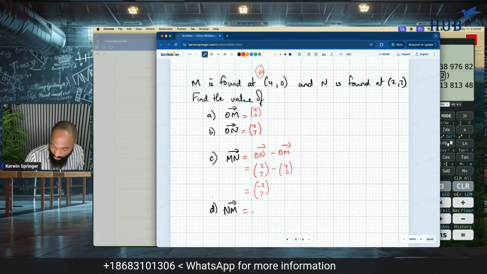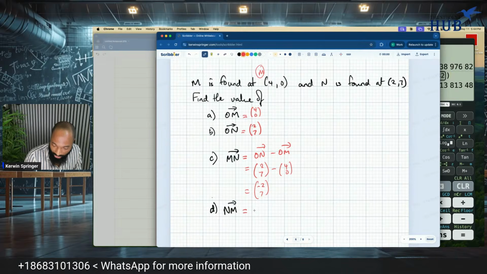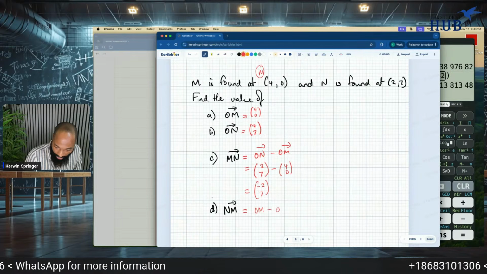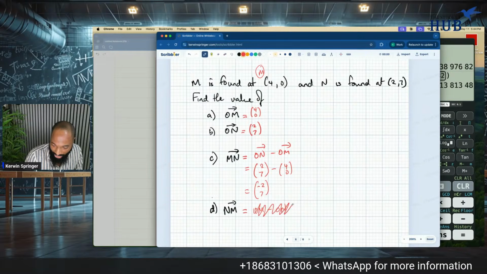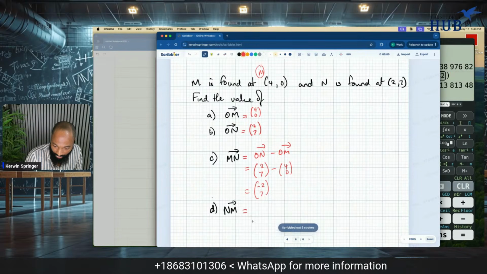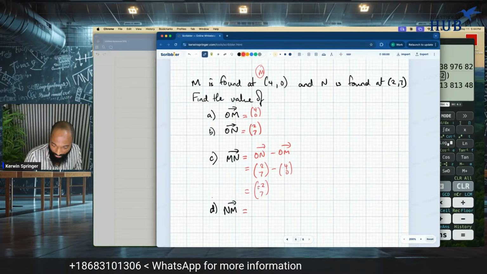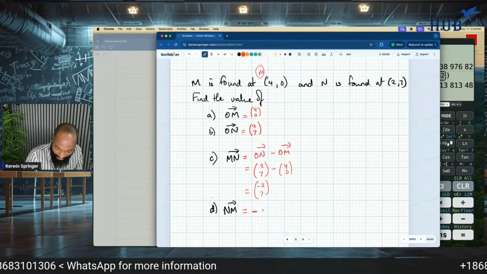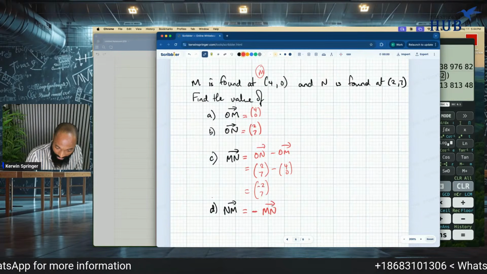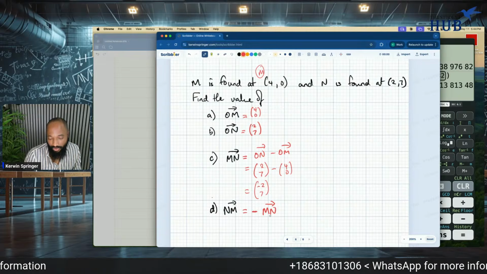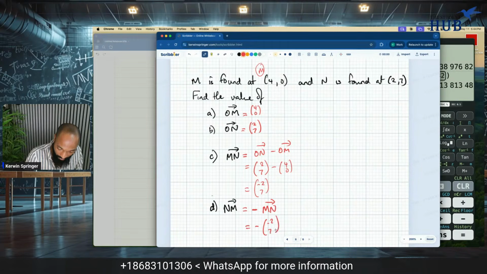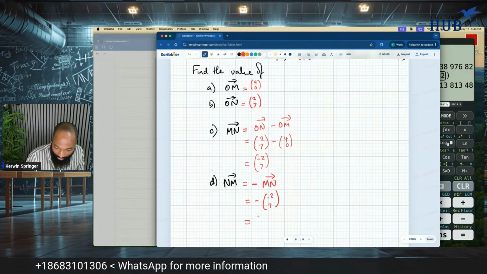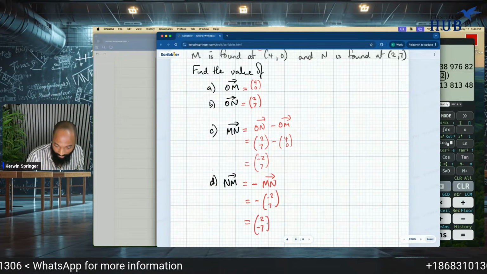Now, NM, I could do two things. I could do the long thing of working it out. I could say OM minus ON, so it's the reverse since this comes second now. Or I could realize that it's just the opposite of this. NM will be negative MN. So it's going to be negative of negative 2, 7. So in the end, NM is just 2, negative 7.